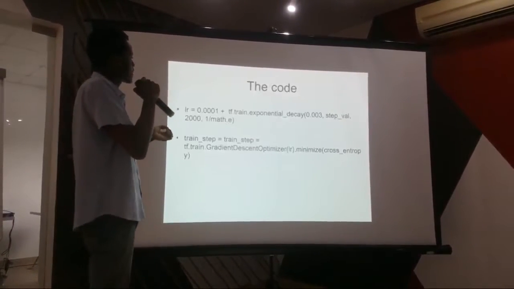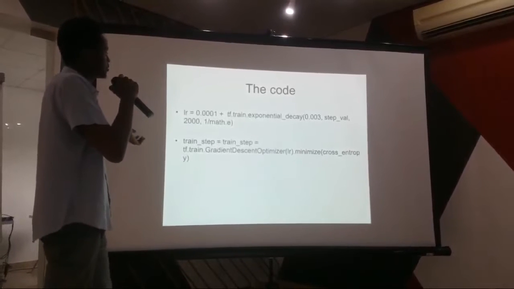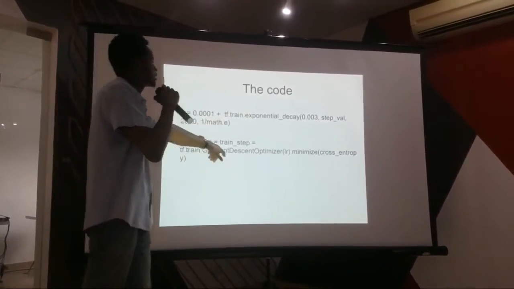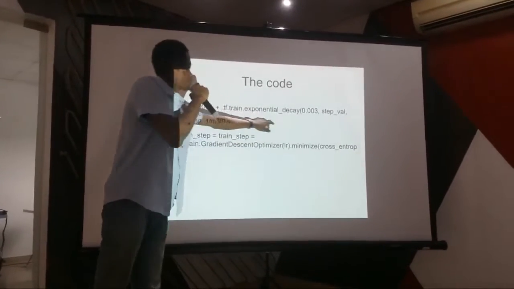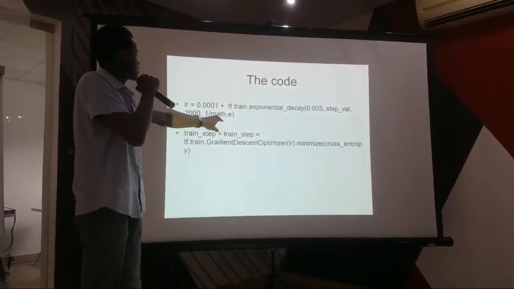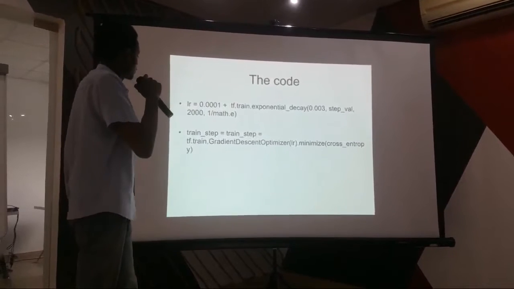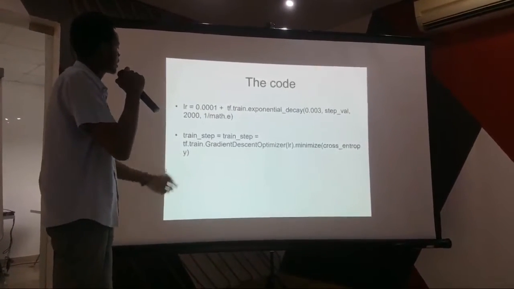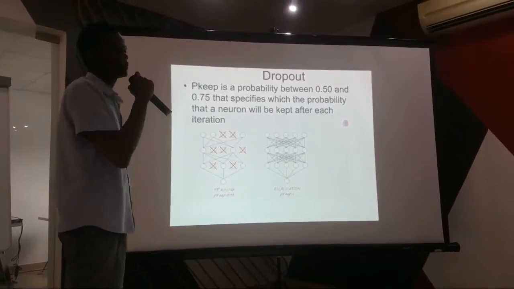Next slide. So this was the only thing that we had to change. We had to introduce this tf.train.exponential_decay and set this value as 0.003. This is 2000 and use this function, which was the exponential function. Then we trained using the normal train function that we did. Next slide. Then, yes, next up was dropout.